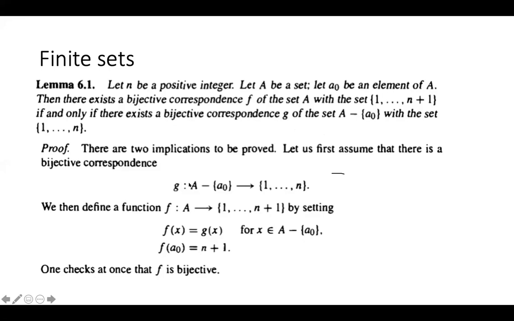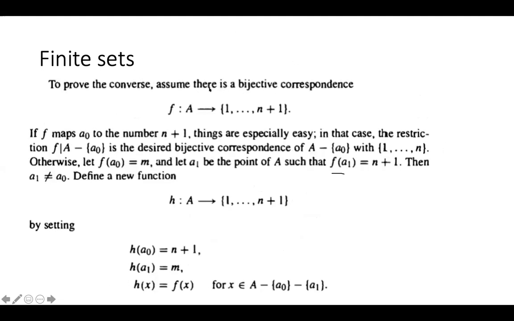So let G be the function which maps A minus the first element of A to 1 to N. Then we have to define a function which maps every element in A to 1 to N plus 1 by setting f of x equals g of x for x in A minus A0, the first element of the set A. Then f of A0 is N plus 1, which is bijective. And to prove the converse, we need to assume there is a bijective correspondence. So let's say that F maps from A to 1 to N plus 1.